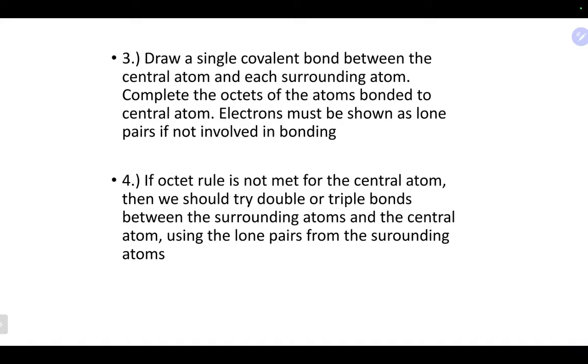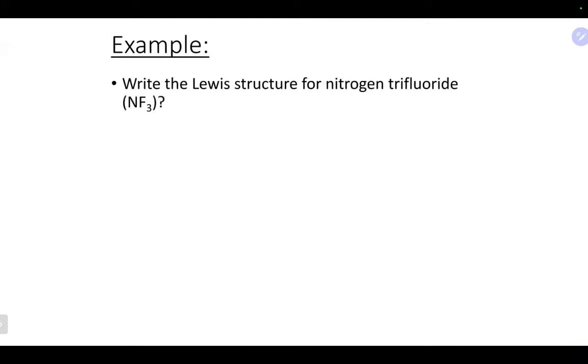The last thing you want to do is make sure everybody meets the octet rule. And it's at this point that if something does not meet the octet rule, then you need to fix it. The way we fix it in this class is by making a double bond. If that doesn't fix it, we fix it by making a triple bond. Once again, we do not want a double bond or triple bond right out of the box. We want to save that for trying to fix things. So let's do one here together to see how we should do it.